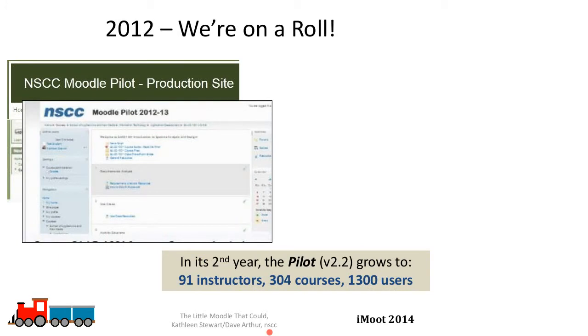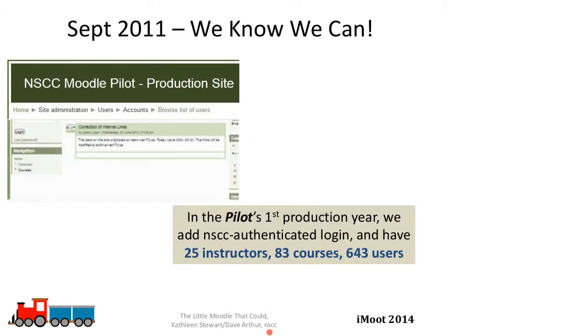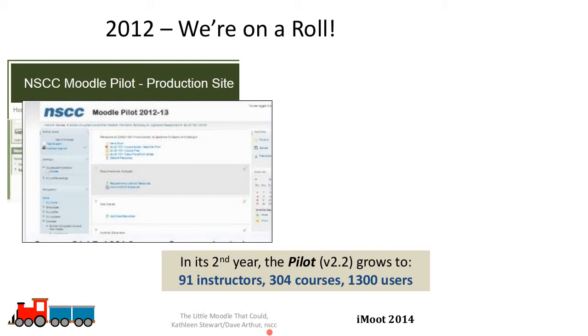Then in the second year, the interest in the pilot just went through the roof. We went from 25 instructors to 91, up to 304 courses and 1,300 users. And we moved to version 2.2. And you'll also notice here that in terms of our confidence as administrators, if you look at just the look and feel of the site, there's the first year, and here's the second one. This is a customized banner here, and this is just the Moodle default banner, and that was a big deal to me, figuring that out.